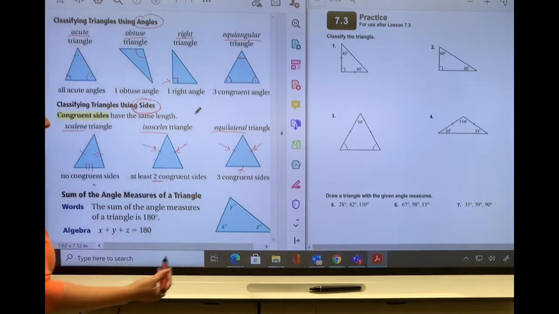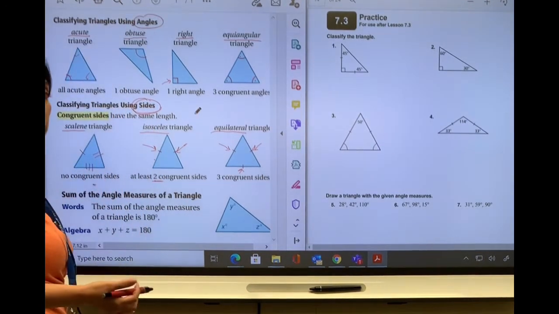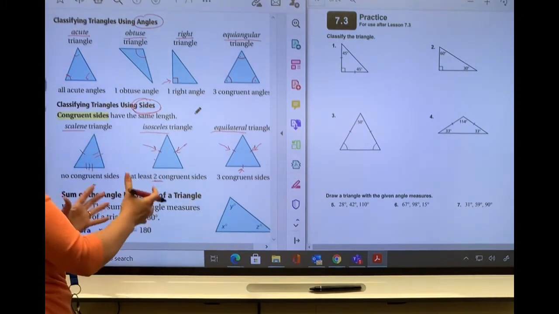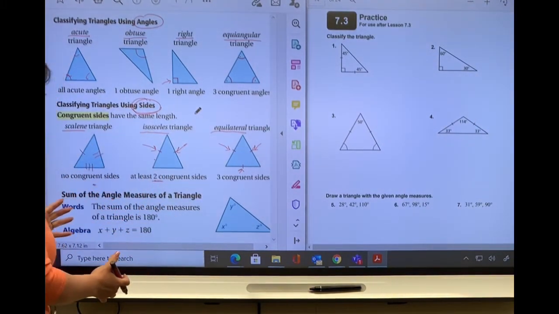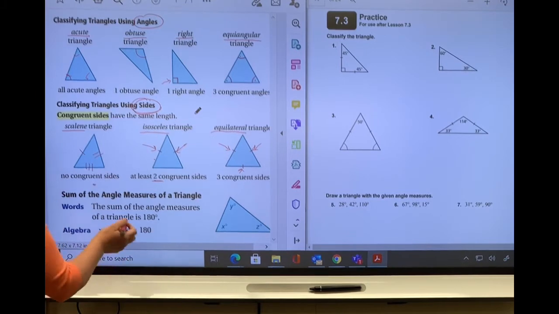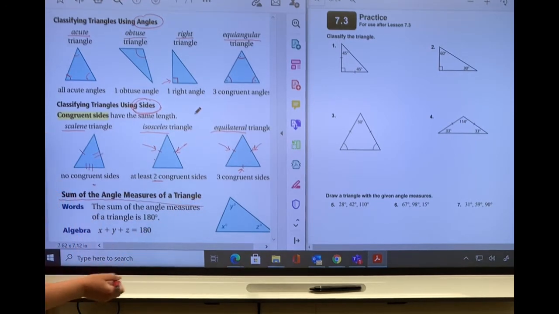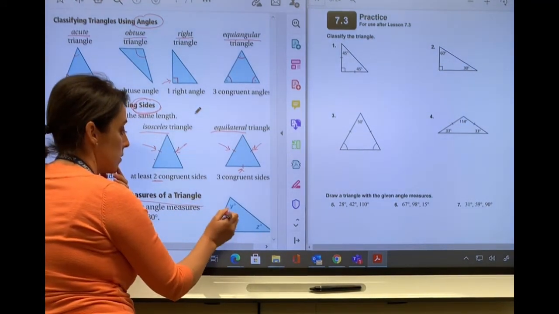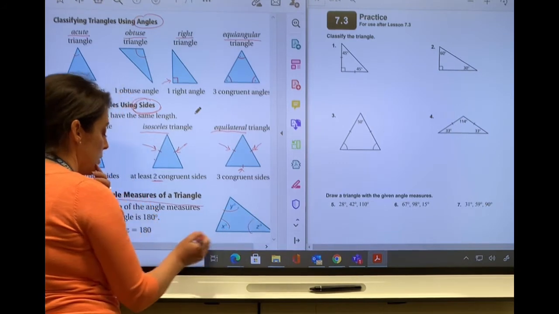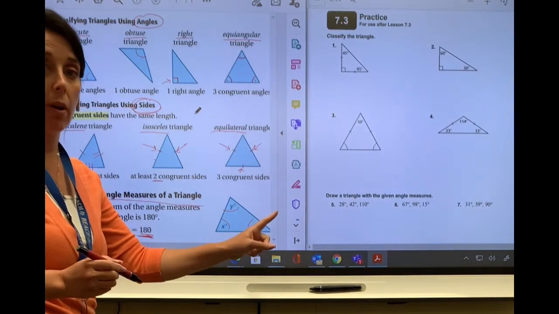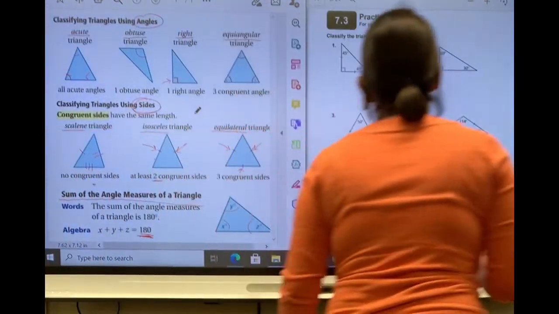So when you classify a triangle, you're going to look at both things. You're going to look at how do the angles compare to one another and how do the sides compare to one another. And then the other thing that I wanted to remind you of was this idea of the sum of all of the angle measurements. Remember, when you add all three of these together, when I add x, y, and z together, they have to equal 180 degrees. So we're going to do a couple of sample problems over here.